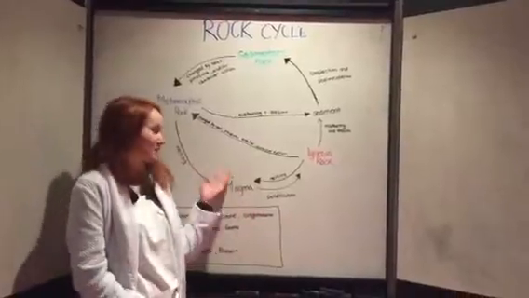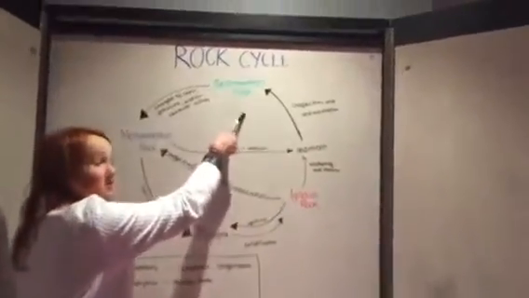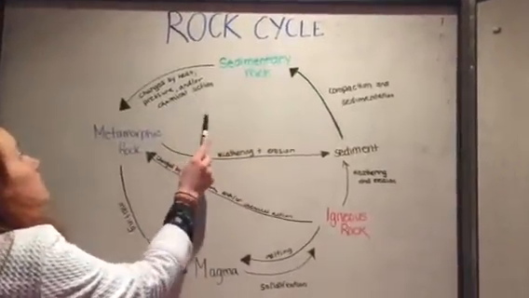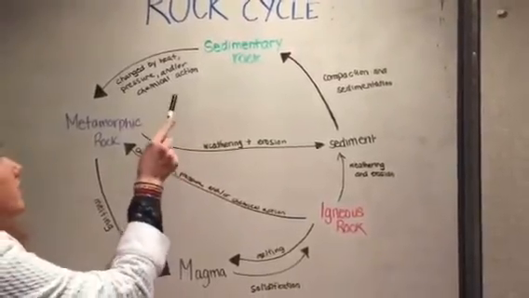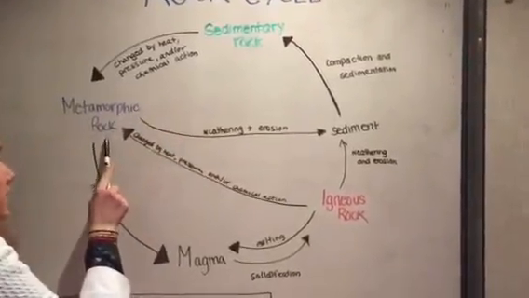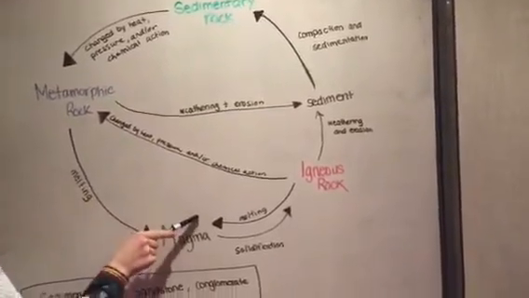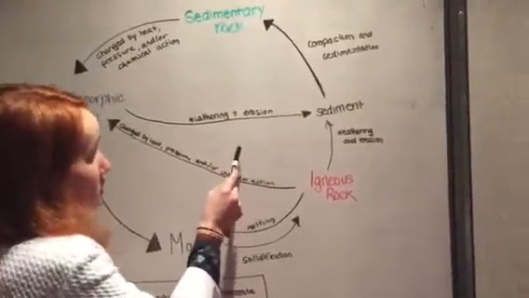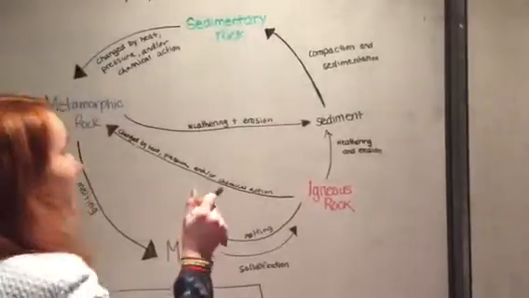Hello, this is our rock cycle. So here we have sedimentary rock. Sedimentary rock can be transformed into metamorphic rock by being changed by heat, pressure, and or chemical action. Then metamorphic rock can be transformed into magma by melting, or can be transformed into sediment through weathering and erosion, which is the breaking down of the rock.